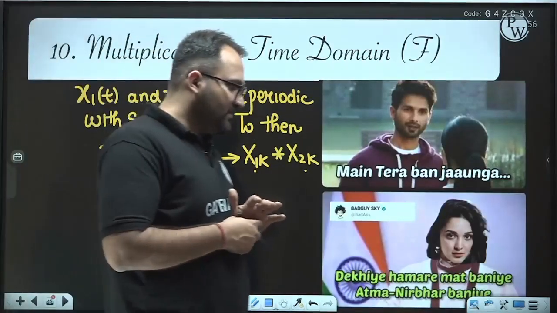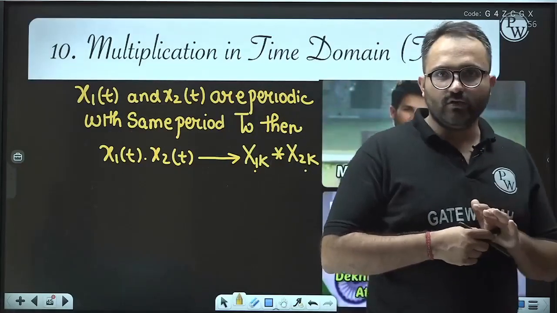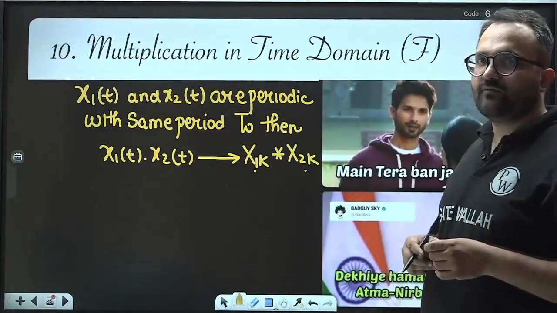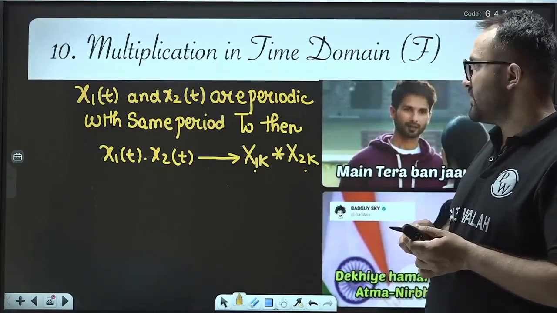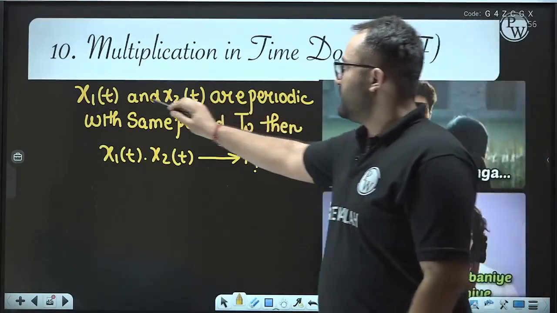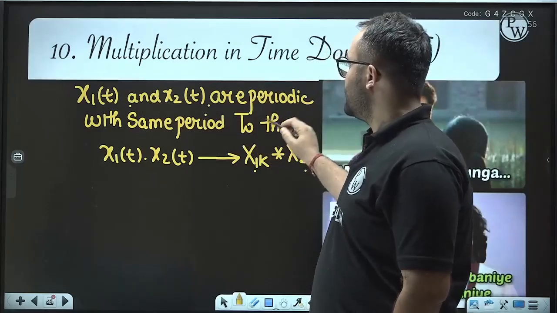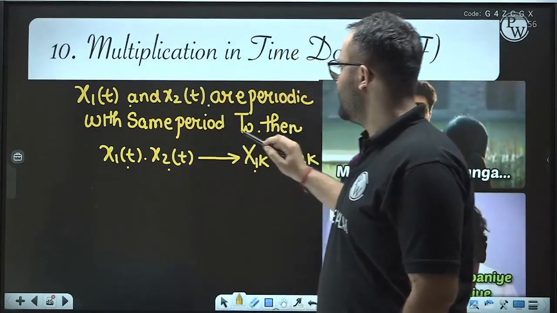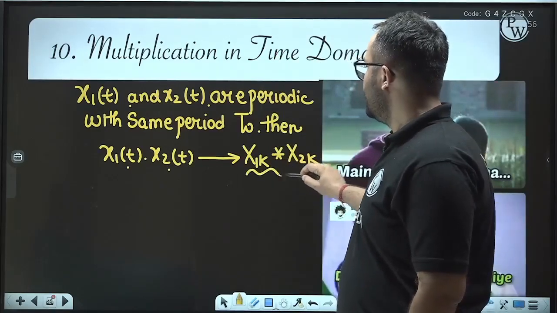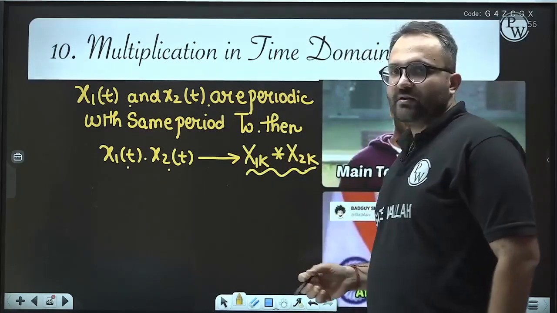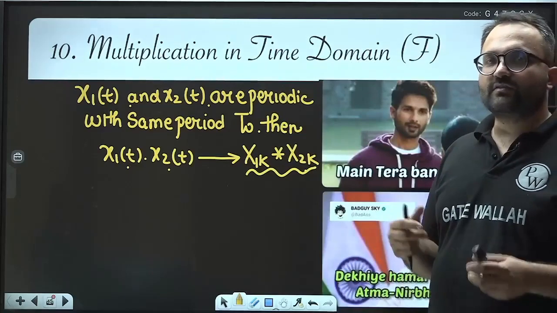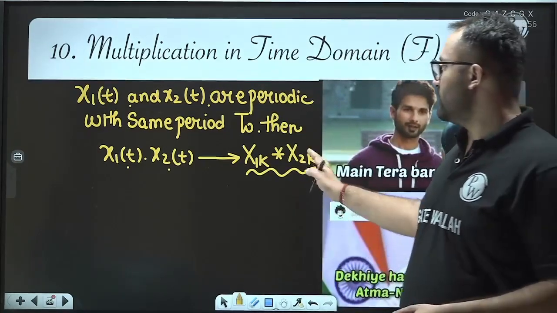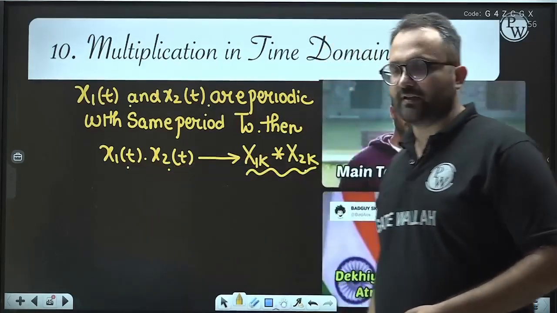Multiplication in time domain, this property is also not useful, but I hope this property might be asked in the format of match the following, so you can remember the formula. If x1(t) and x2(t) are periodic with period T0, then multiplication in time domain will give us convolution in frequency domain, that is, x1[k] and x2[k] are two discrete signals. We have to simply convolve the two discrete signals to get the Fourier series of x1(t) into x2(t).